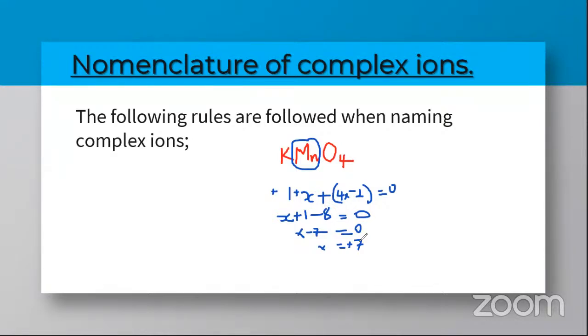So later on we shall learn how to name these compounds, how we come up with positive 7. So here I can say this is potassium permanganate, or I can say this is manganate 7. I hope here I have answered your question.